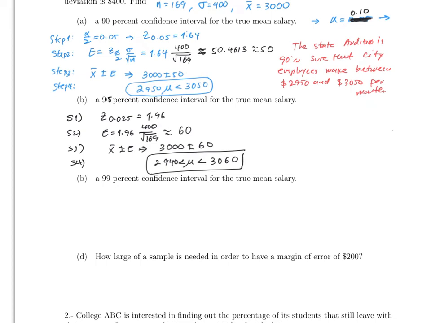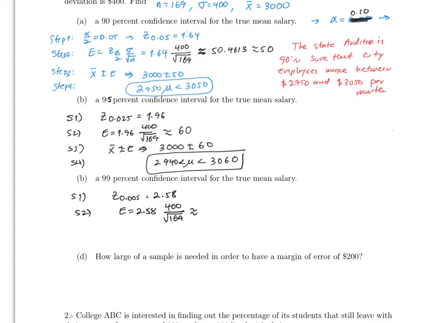Jaime, for part C, that's exactly what you meant. So let's check that one. For this one, step 1, you need alpha over 2, which is 0.005, which is 2.58, right? Yes. Then step 2, E will be now 2.58 times 400 divided by the square root of 169.